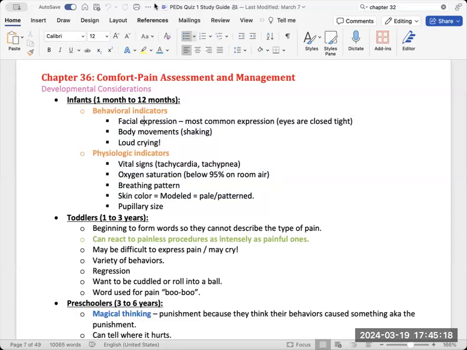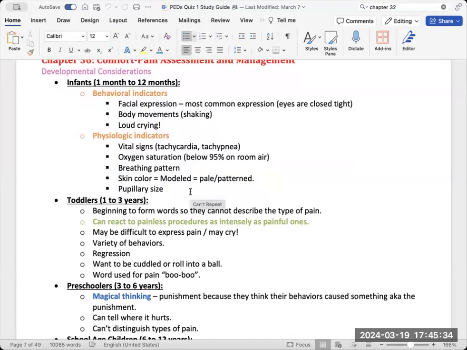Also, you need to know what the normal vital signs are for each age group, because the vital signs are also going to differ. So tachycardia in an infant is going to be different than tachycardia in an adolescent. So you need to know your vital signs for those age groups.